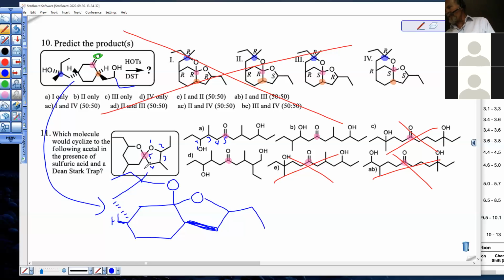Does 2 have an ethyl? Check. Does 3 have a methyl? Check. Let's go the other way. 1, 2, 3, 4, 5, 6. On the other side, does the O go to a carbon with an ethyl? O goes to a carbon with an ethyl. 1, 2, 3, 4, 5, 6 ring size. Yes, it has an ethyl. Does it skip a carbon, then go to a carbon with a methyl? Yes. Does that go to a CH2, then the carbonyl? CH2 carbonyl. I think we found our guy.